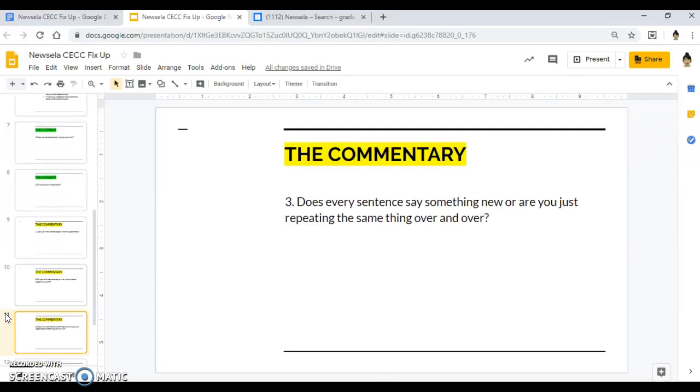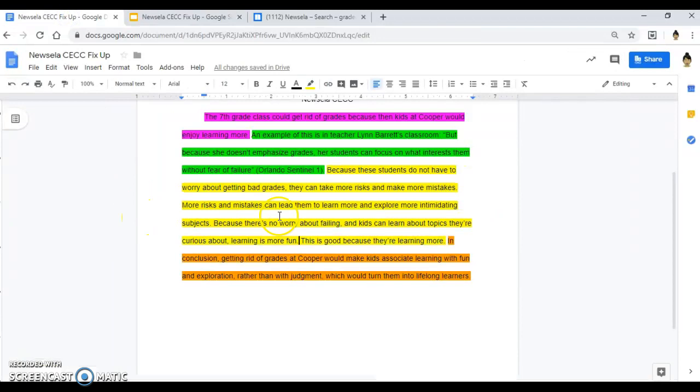All right. Last thing with your commentary, does every sentence say something new, or are you just repeating the same thing over and over? Let's look at what we have here. "Because these students do not have to worry about getting bad grades, they can take more risks and make more mistakes. More risks and mistakes can lead them to learn more and explore more intimidating subjects. Because there's no worry about failing and kids can learn about topics they're curious about, learning is more fun."